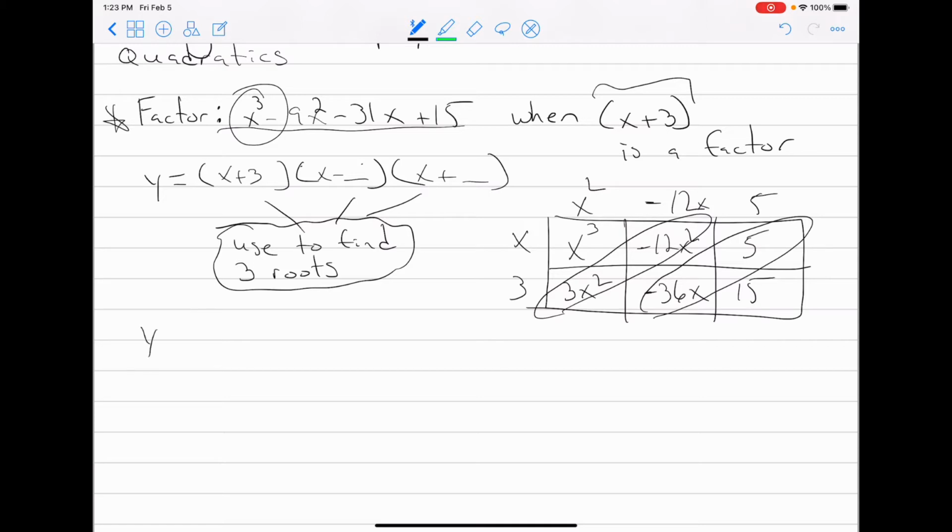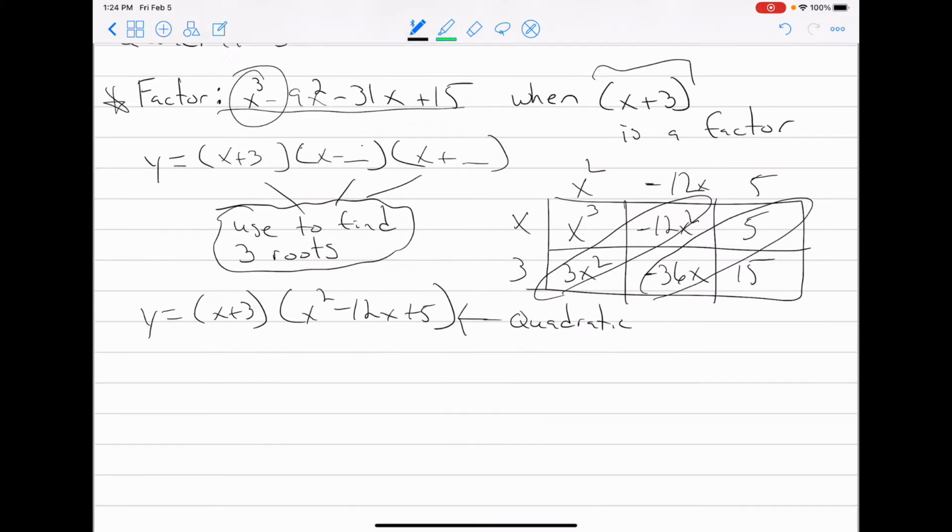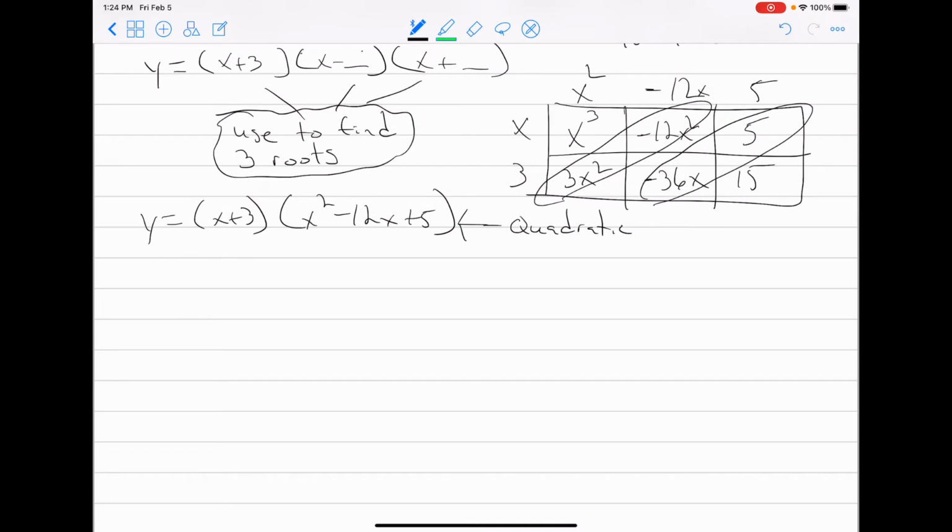So far we know that, well, y equals x plus 3 times x squared minus 12x plus 5. And what kind of polynomial is this? We should recognize that it is a quadratic. So cool. We know how to factor quadratics, so we're just going to try to keep it going, and we're going to try to factor this quadratic. Why don't you factor that quadratic right now? Pause it. Factor it.